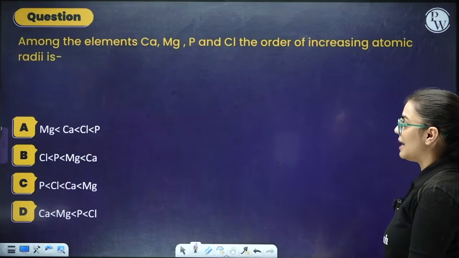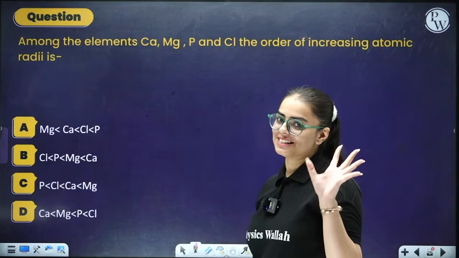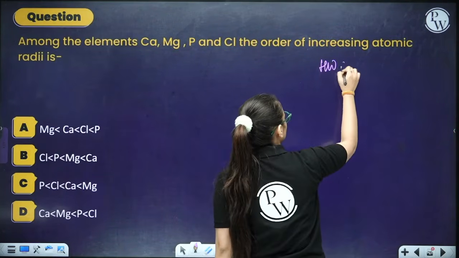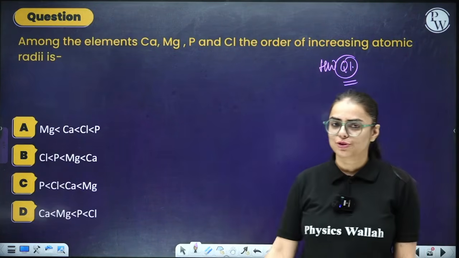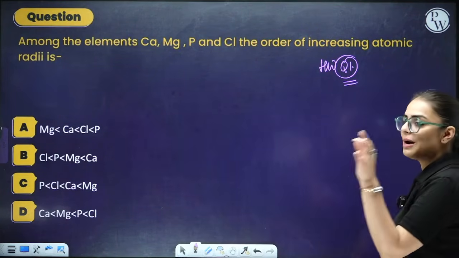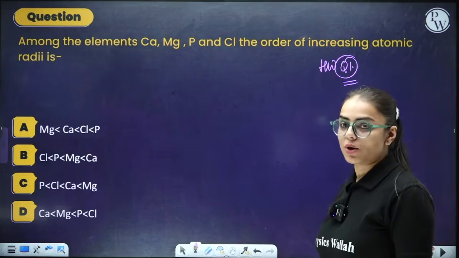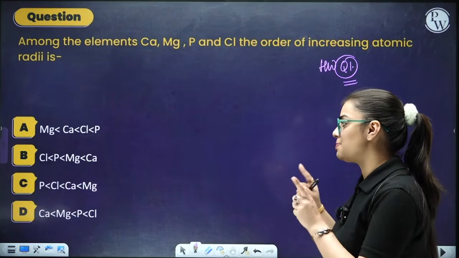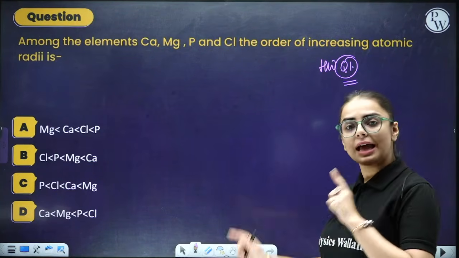Among the elements calcium, magnesium, phosphorus and chlorine, the order of increasing atomic radii is? This is your first homework question for today, because atomic radii hold some variations and exceptions, so I want you all to try it on your own. Option A: magnesium, calcium, chlorine, phosphorus. B: chlorine, phosphorus, magnesium, calcium. C: phosphorus, chlorine, calcium, magnesium. D: calcium, magnesium, phosphorus, chlorine.